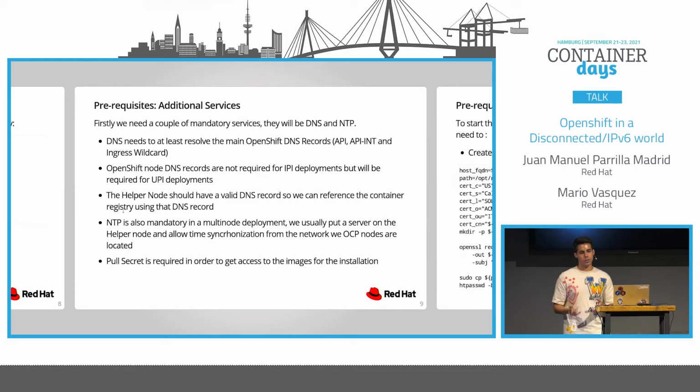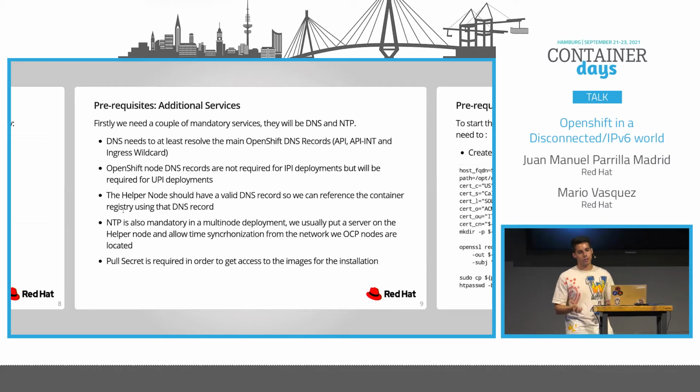Then, as we mentioned, there are some prerequisites that need to be in place when you deploy the cluster. We have talked about the DNS. In this slide, we are basically defining that we need at least 3 records. For the ones that are familiar with Openshift deployments, you already know about them, which is the API record, the API int record, which is the internal record used by the Openshift installer, and then the ingress wildcard, which is the ingress endpoint to your applications deployed on Openshift.